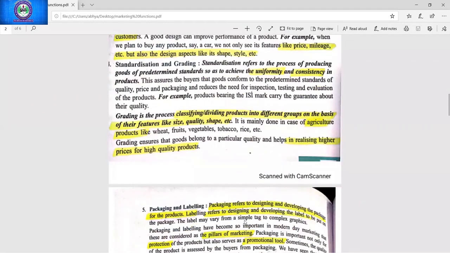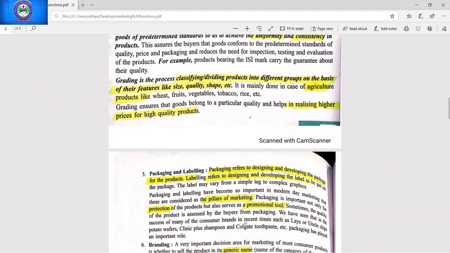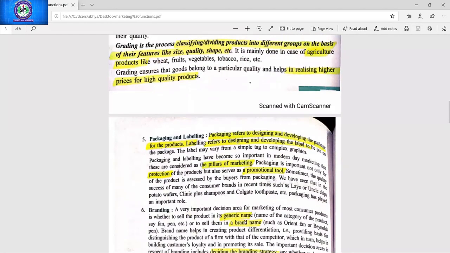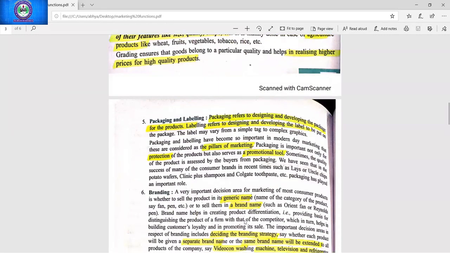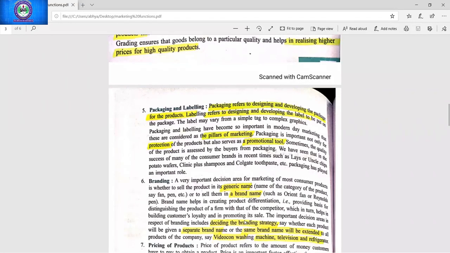Fifth function, packaging and labeling. Students, whatever I am telling you from here will be the core part of your project work, and these are the topics of the next contents of the chapter, where we will be studying all these topics in detail. Here I am just telling you the intro of these topics. So the next is packaging and labeling.